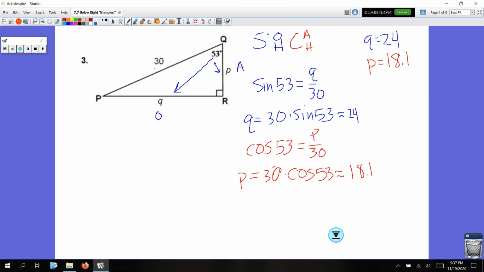All right, the only thing I'm missing is angle P. So this is lowercase p, now I'm looking for the measure of uppercase P. So the measure of angle P is complementary to Q, so 90 minus the measure of Q, right? 90 minus 53 gives us 37 degrees. So P is 37 degrees. Yay, we solved that triangle. That wasn't so bad, right?